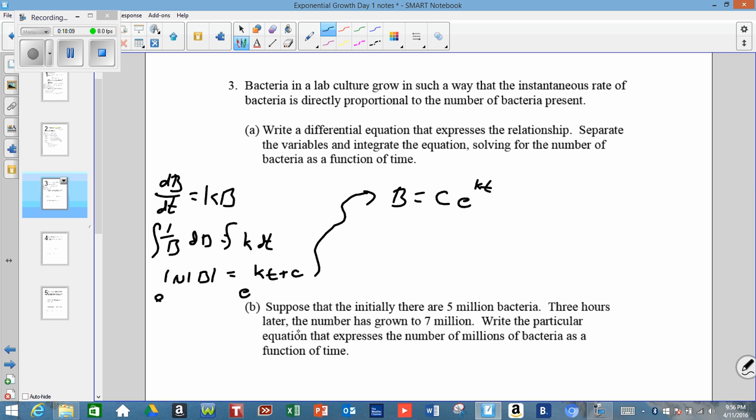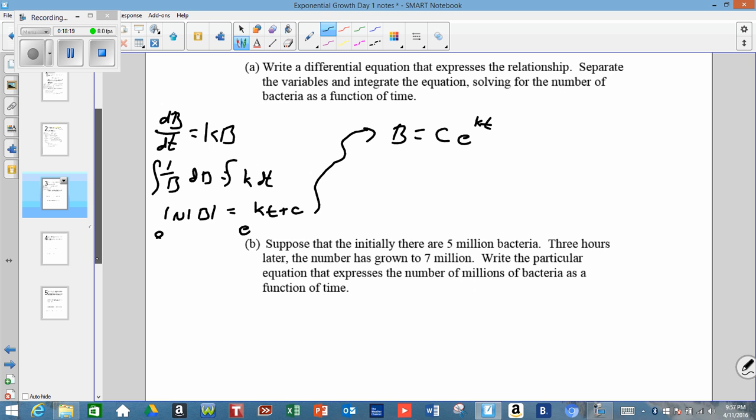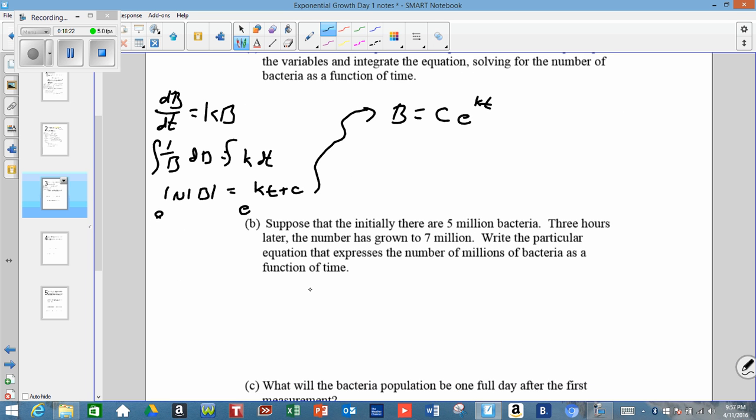Part B says suppose initially there are 5 million bacteria. Initially, that's your c. So we'll bring this guy down here. So c is going to be 5 million. 5 goes there. 3 hours later, the number grows to 7 million. Well, now the population of bacteria is 7. So we'll put the 7 there. And it says that happened after 3 hours. Write a particular equation that expresses the number of millions of bacteria as a function of time.